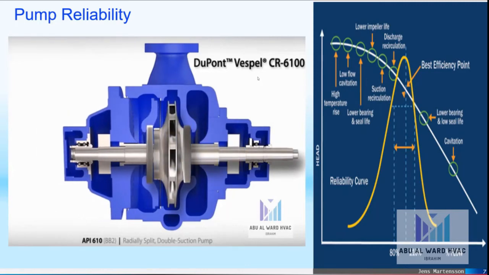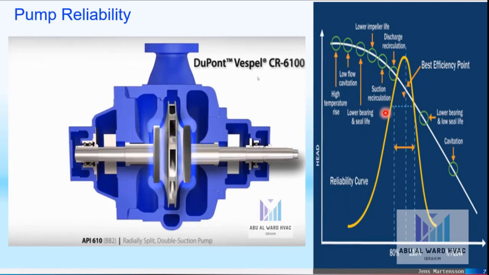In this slide, we can see the reliability curve here. What is the reliability? The reliability is the zone where the pump can achieve the best efficiency point without any problem, such as cavitation, low bearing or low seal life, or also suction recirculation, lower bearing seal life, high temperature rise in the impeller, discharge recirculation, low impeller life.